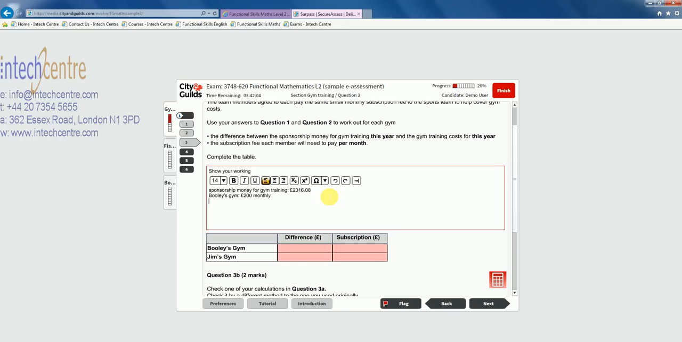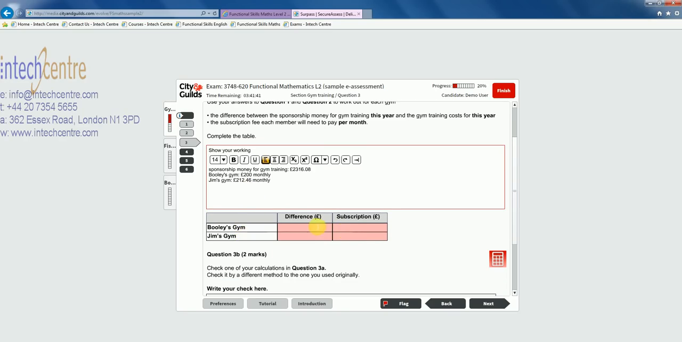So Jim's gym. I need to capitalise. You don't get marks for spelling. You don't get marked down for spelling. So here I've got 212.46. Remember, it's monthly. So you've got the table here that you need to fill out. You need to work out the difference and you need to work out the subscription.